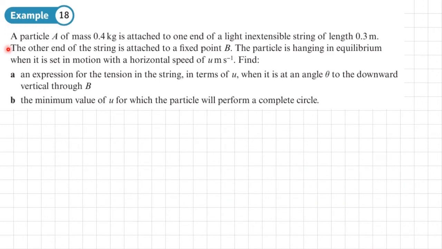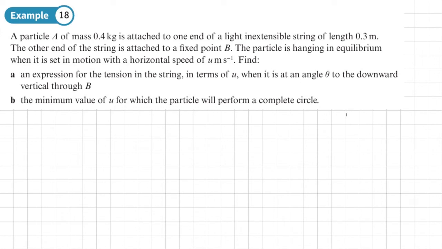Example 18. A particle A of mass 0.4 kg is attached to one end of a light inextensible string of length 0.3 meters. The other end of the string is attached to a fixed point B. The particle is hanging in equilibrium when it is set in motion with a horizontal speed of u. So diagram again, and it seems we've got the same values as before.